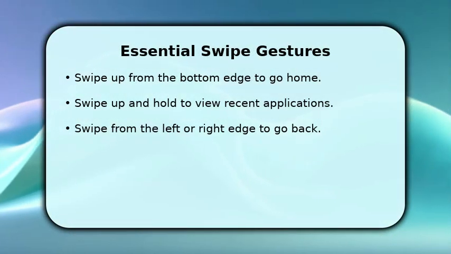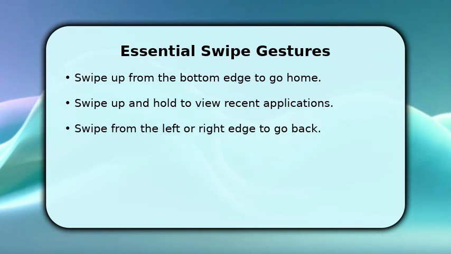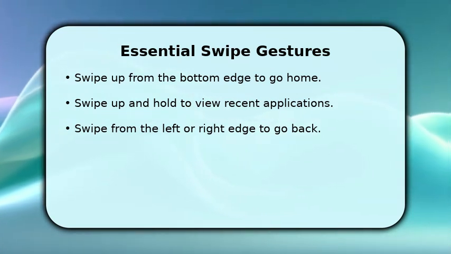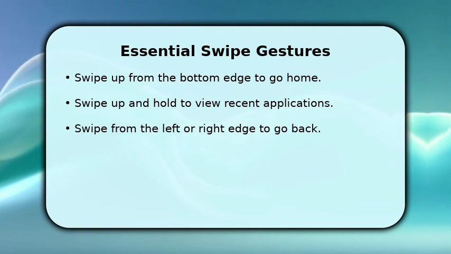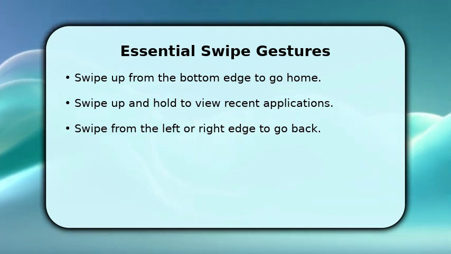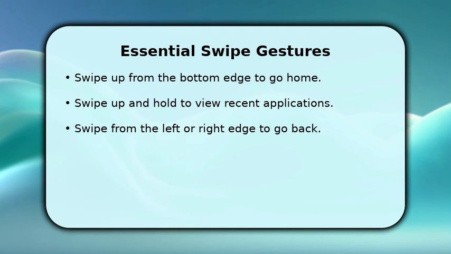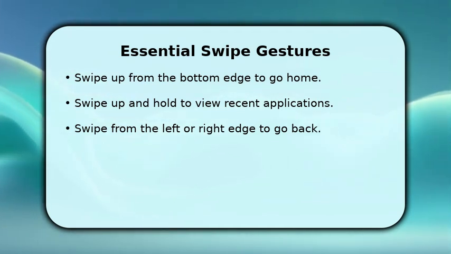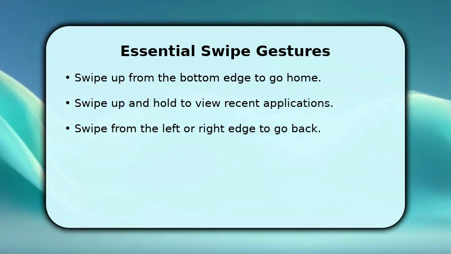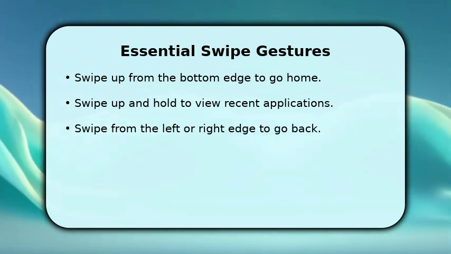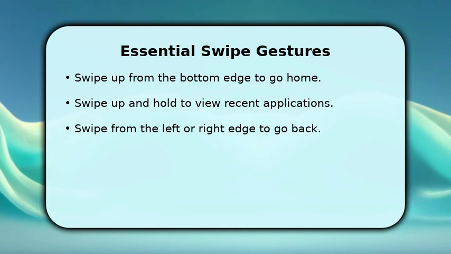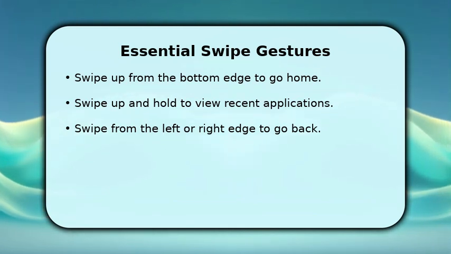Mastering a few basic gestures is key to efficient swipe navigation. To return to your home screen, simply swipe upwards from the very bottom edge of your display. If you need to access your recently used applications, swipe up from the bottom and hold your finger on the screen for about 1 second. For going back in an application or to the previous screen, a quick swipe inward from either the left or right edge of your display will do the trick.